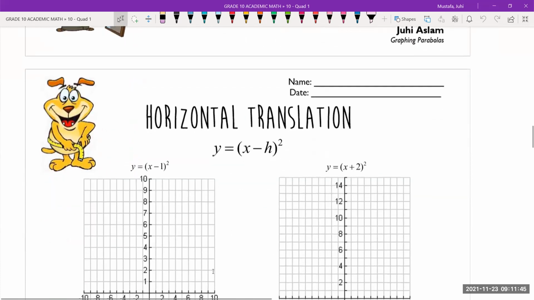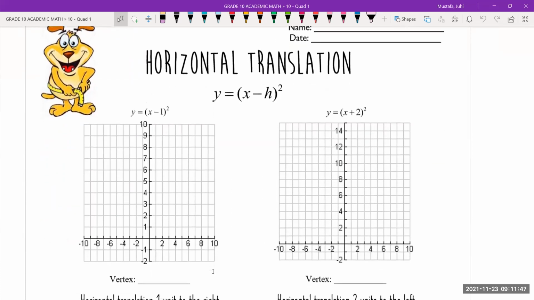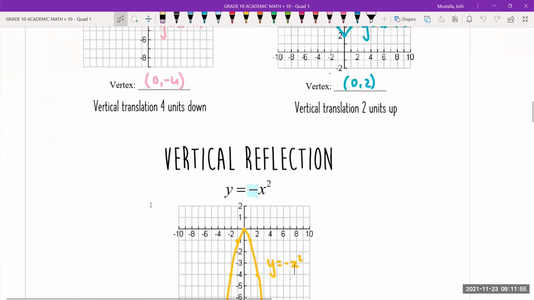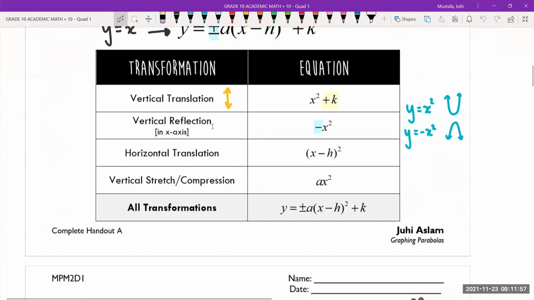Okay, so let's get into it. Horizontal translation. Hopefully you guys all have the sheet. Take a look at the equation of a horizontal translation. Just to do that, I'm going to go back to this. Over here, we can see that when you have something inside of the bracket, so you have not just the x squared, but you have x and then something with it, all of it squared, this means it's going to be a horizontal translation.